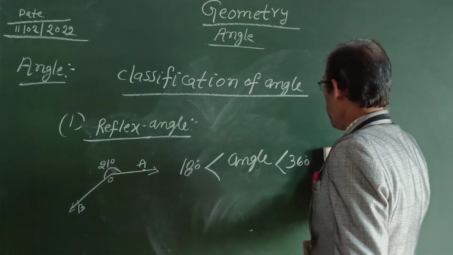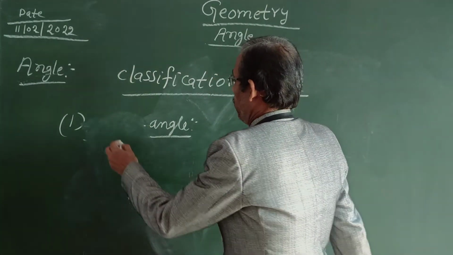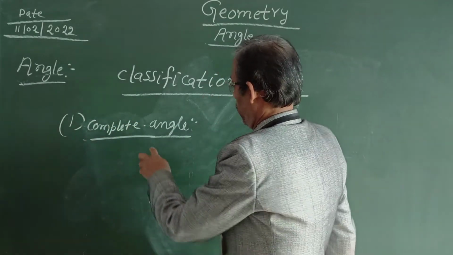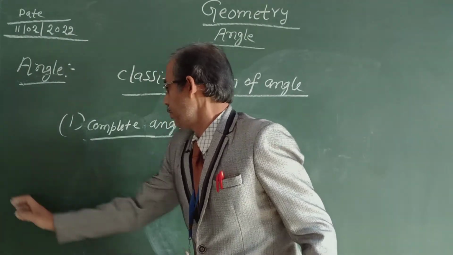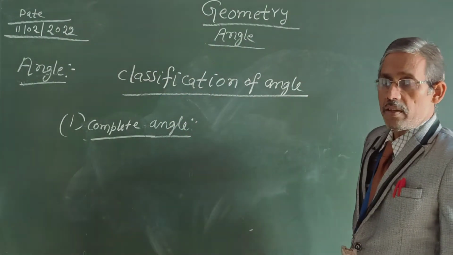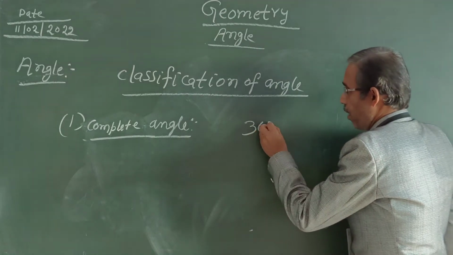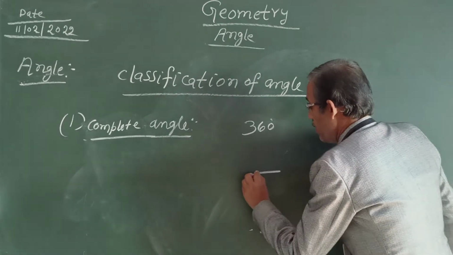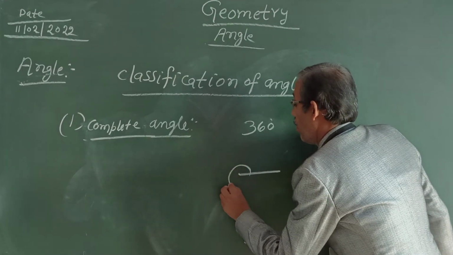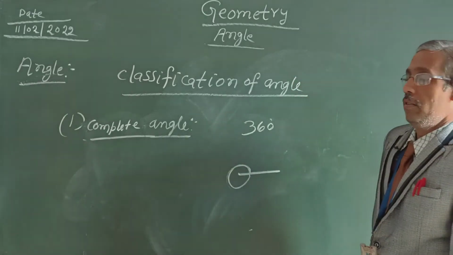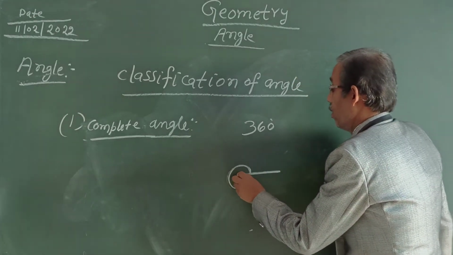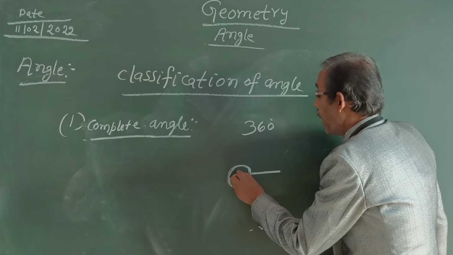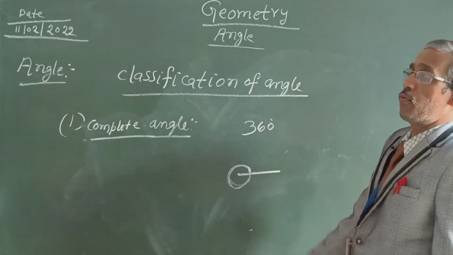Now, complete angle. It is also known as whole angle. An angle whose measure is exactly 360 degrees is called a complete angle. It is a complete round or rotation around a point. It is also known as full angle.